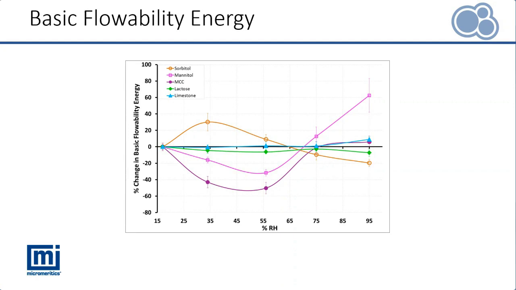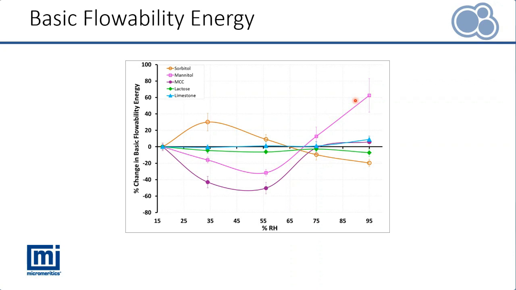Now looking at the percentage change in basic flowability energy, that being the flow energy that we looked at before, the measurement of torque and force as a function of height, both of which are combined to express a single parameter. If we focus on the sorbitol and the mannitol, they both followed a similar path in the density measurements, but now looking at the flow energy, we see an increase in the flow energy of sorbitol, followed by a decrease, whereas mannitol follows the opposite trend. We have a decrease followed by a sharp increase.